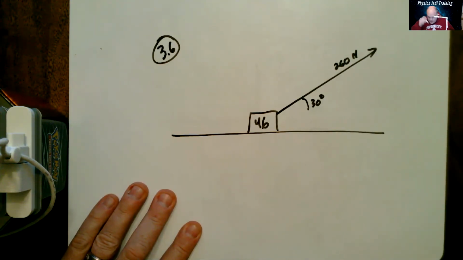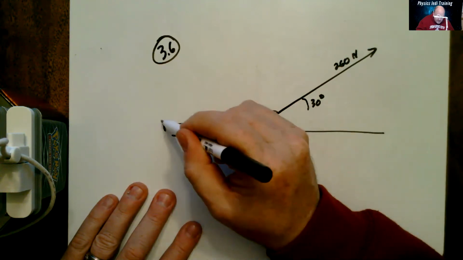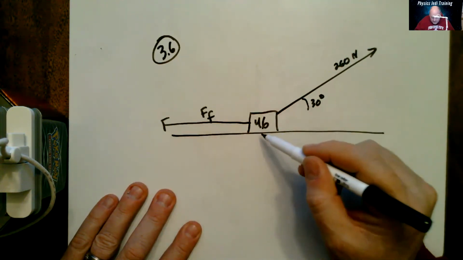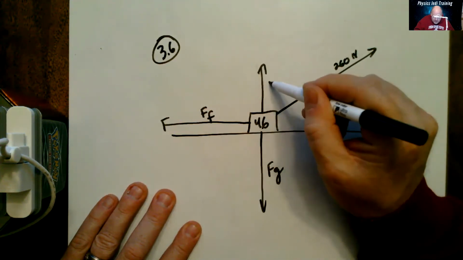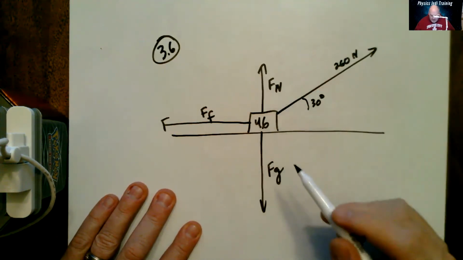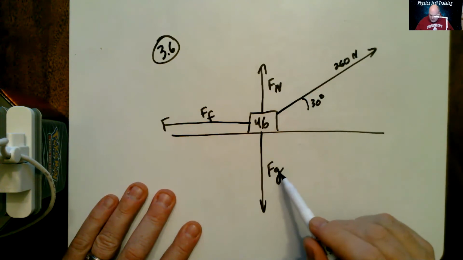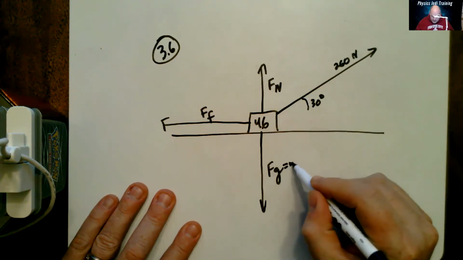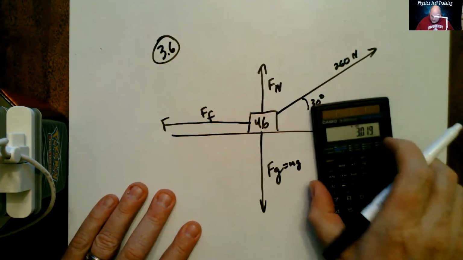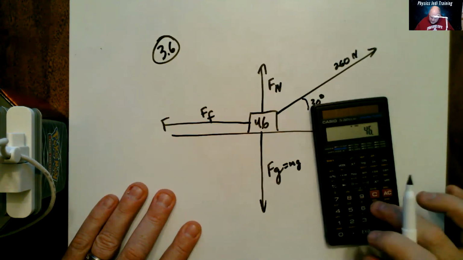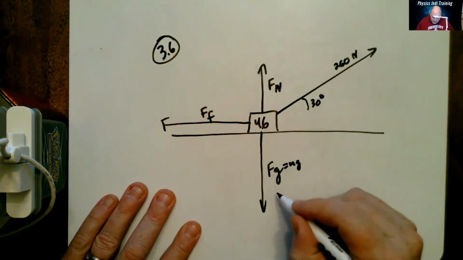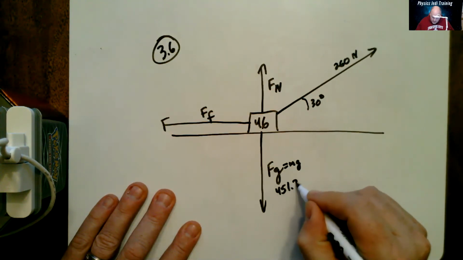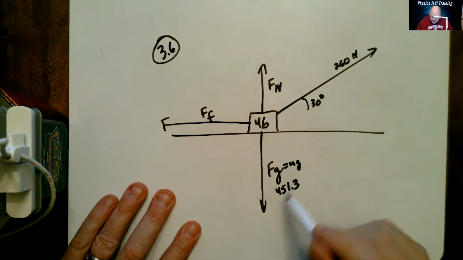Okay, we clearly have friction still this way. We have the weight going down. We have a normal force going up. This weight here would be mass times gravity. So it would be 46 times 9.81. It's 451.3 newtons is Fg. Okay.